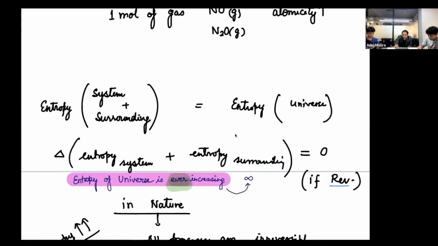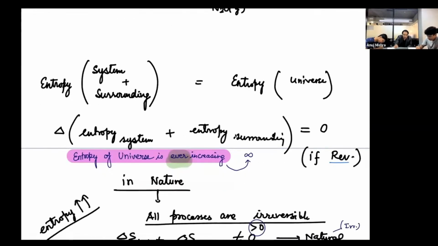In nature, all processes are irreversible, and entropy of universe is ever increasing to become maximum. So what will happen if it reaches maximum? It will not reach maximum. It is always tending to become maximum. That's why the word is ever increasing. Okay. It's like it just keeps on shooting up.